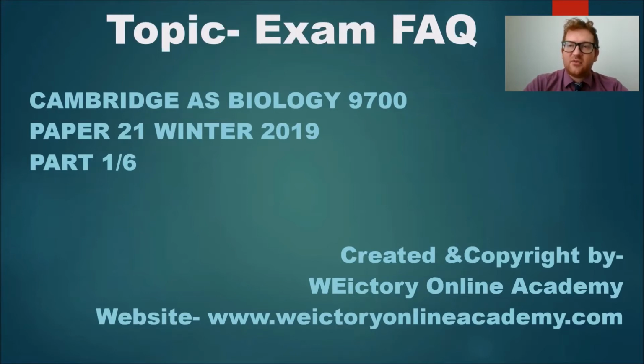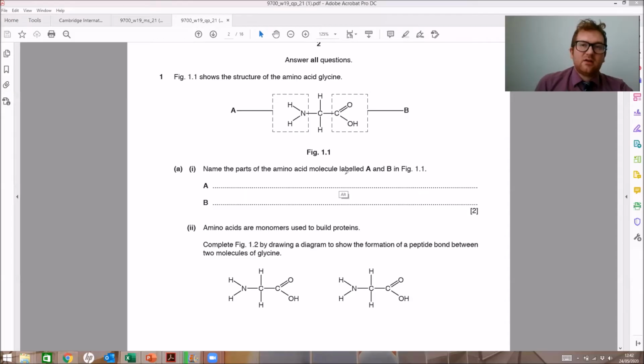We'll be looking at the Cambridge paper 2.1 for the AS Biology paper, winter 2019, course code 9700. Question 1. Figure 1.1 shows the structure of an amino acid called glycine. Name the parts of the amino acid molecule labeled A and B in figure 1.1.